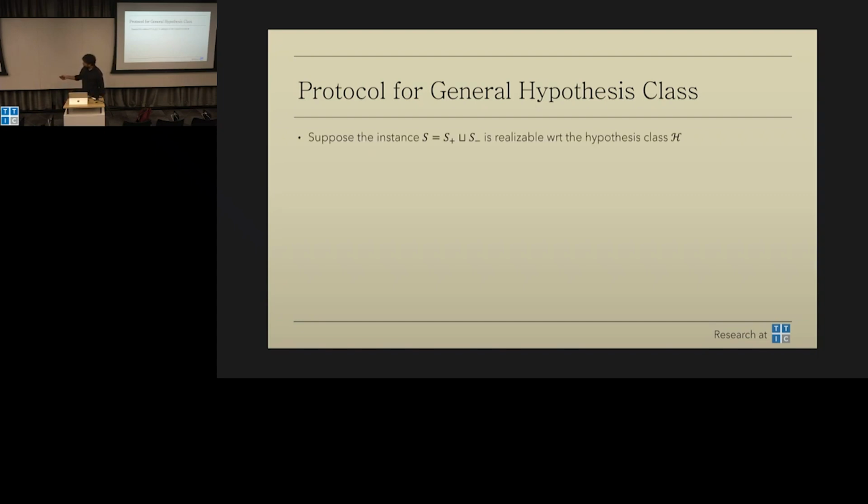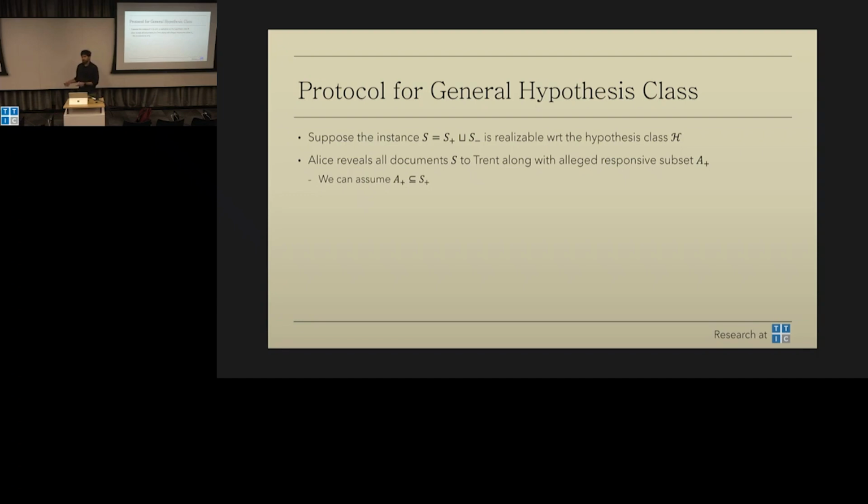Again, just to recall, we have this instance S which has been split into truly responsive and non-responsive documents, and we assume that it's realizable with respect to some hypothesis class H, and Alice reveals all the documents S to Trent along with a claimed responsive subset A+. We might as well assume that the set Alice reveals is contained in S+, because Alice has no incentive to take a non-responsive document and call it responsive. Even if she does do that, Trent can always just ask Bob.